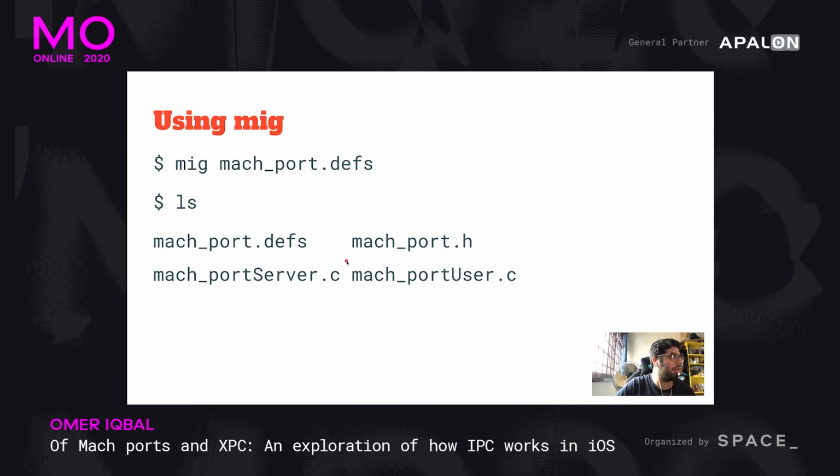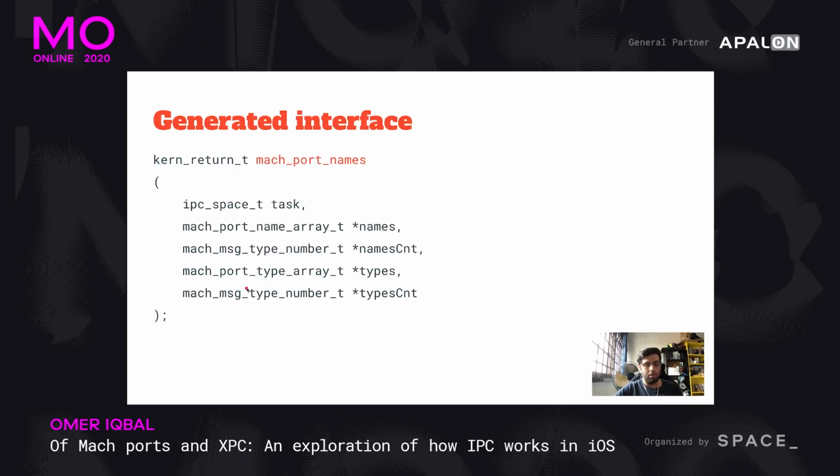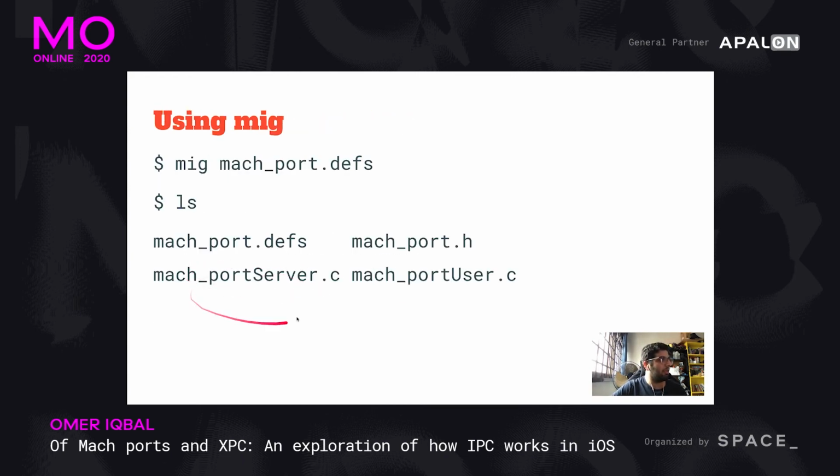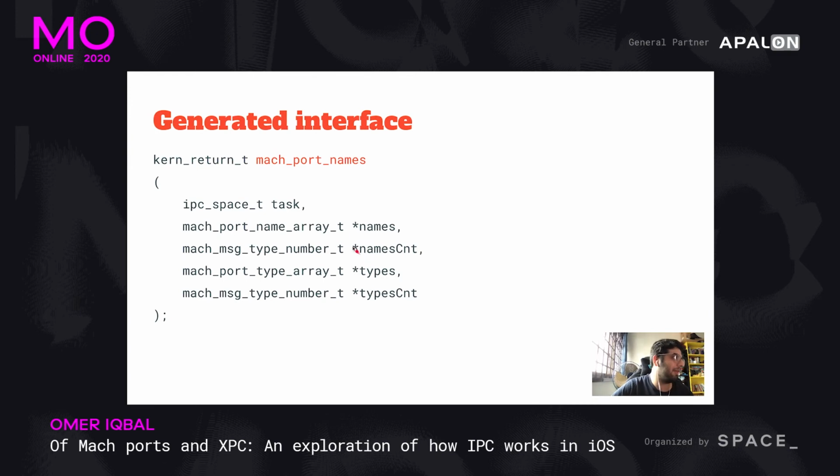If you're interested, you can test this out yourself: write a routine, call MIG on it, and MIG will generate a header file. The header file will be shared for any users that want to use the generated interface. There'll be a server C implementation, which is the implementation code with all the serialization and deserialization code for a server providing this service, and also one for the client, which is the user.